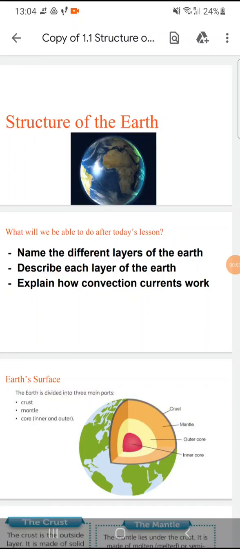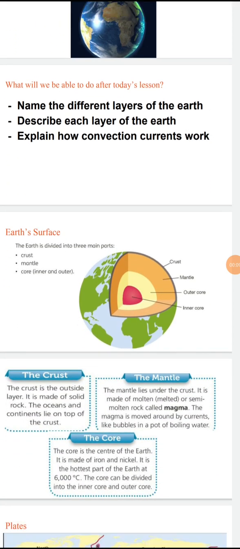Hi guys, today we're going to be talking about the structure of the earth and two other topics. What will we be able to do after today's lesson? Name the different layers of the earth, describe each layer of the earth, explain how convection currents work.